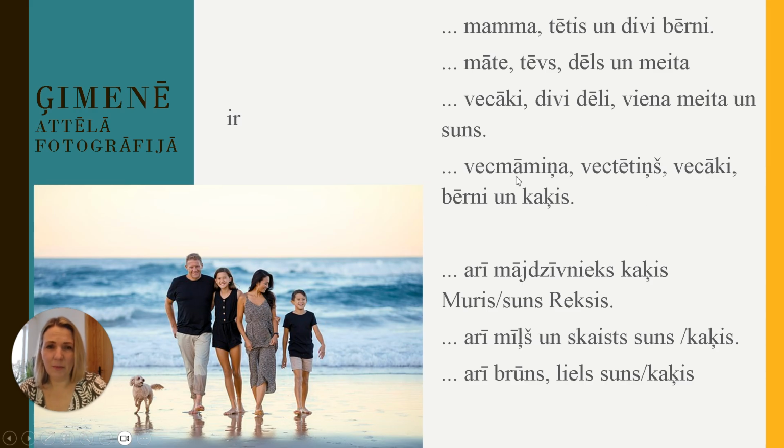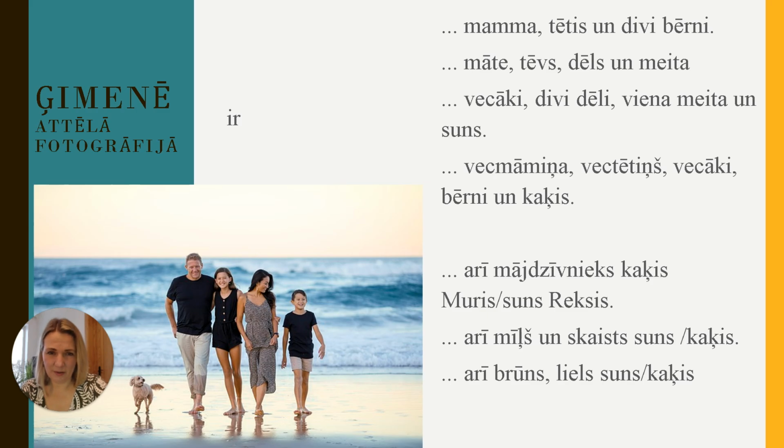It could be also grandparents, maybe. Vecmāmiņa, vectētiņš, vecāki, parents again, bērni, children, and a cat. Kaķis, or in this case, it's a suns. Ģimenē ir arī mājdzīvnieks kaķis. So, arī means also. So this would be already about another picture. If there is a pet, one of the simple ways to describe it is to say in the family there is also a cat, tur ir mājdzīvnieks kaķis. You can create a cat's name, Mūris, or for a dog, Rexis.